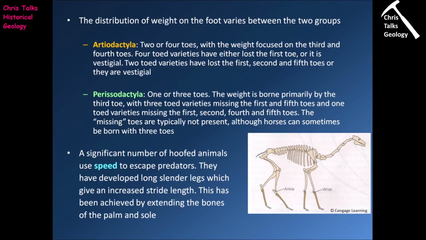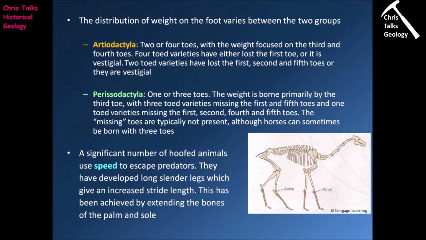In the case of the Artiodactyla, the weight is borne by either 2 or 4 toes, with the weight primarily focused on the 3rd and 4th toes in both cases. Now, the 4-toed varieties of Artiodactyla have typically lost their first toe or it's vestigial. In the case of the 2-toed varieties, typically the 1st, 2nd and 5th toes have been lost or they are vestigial.